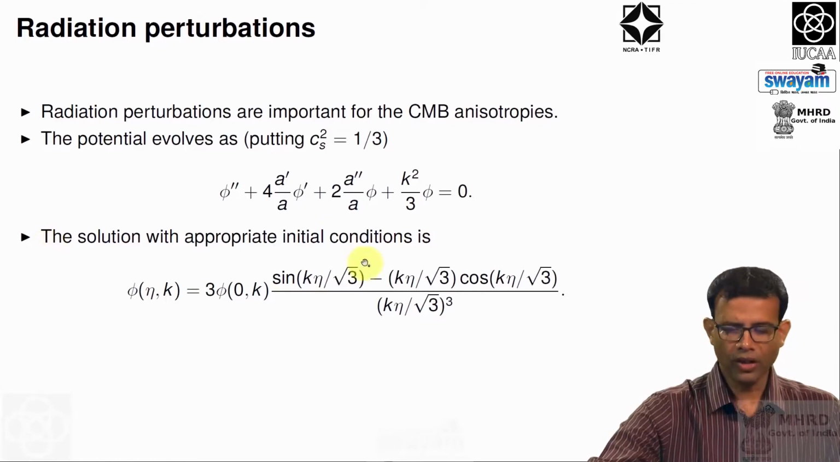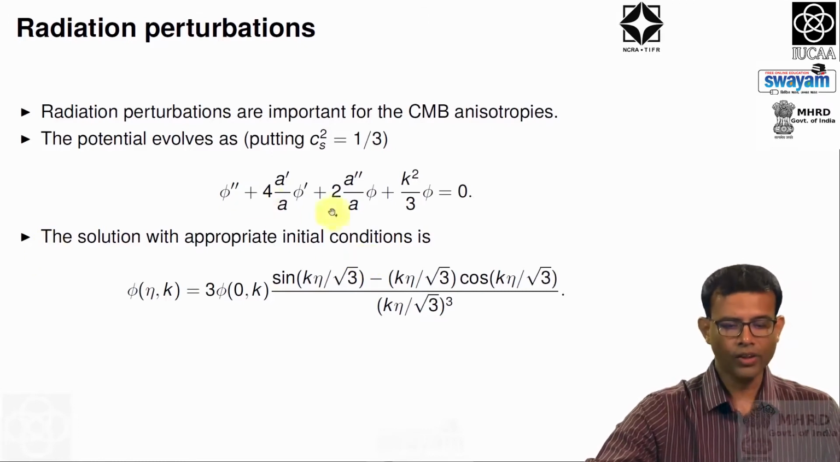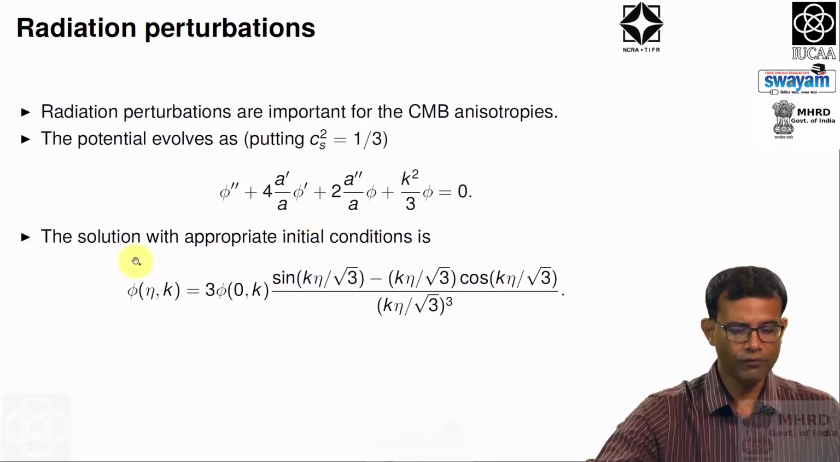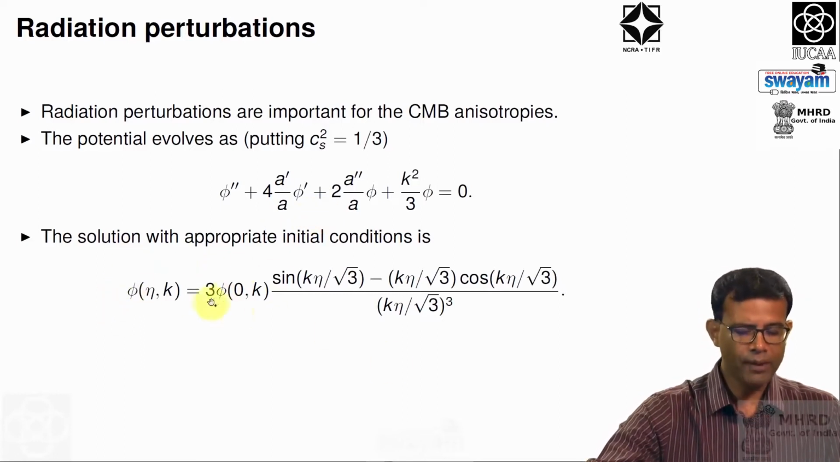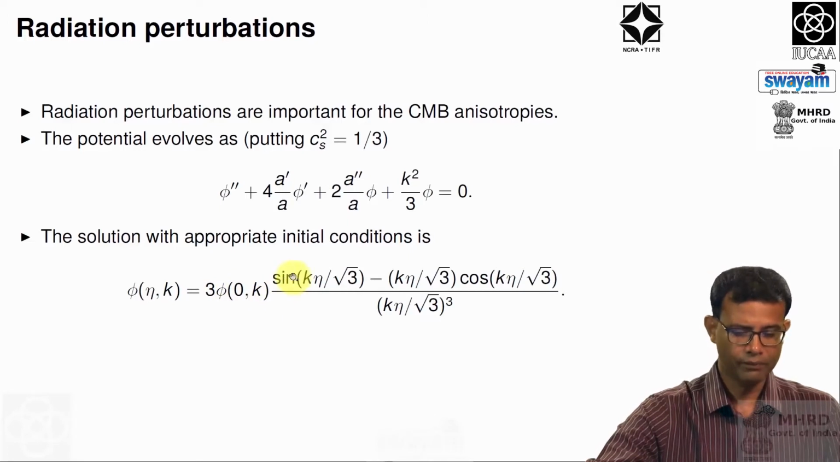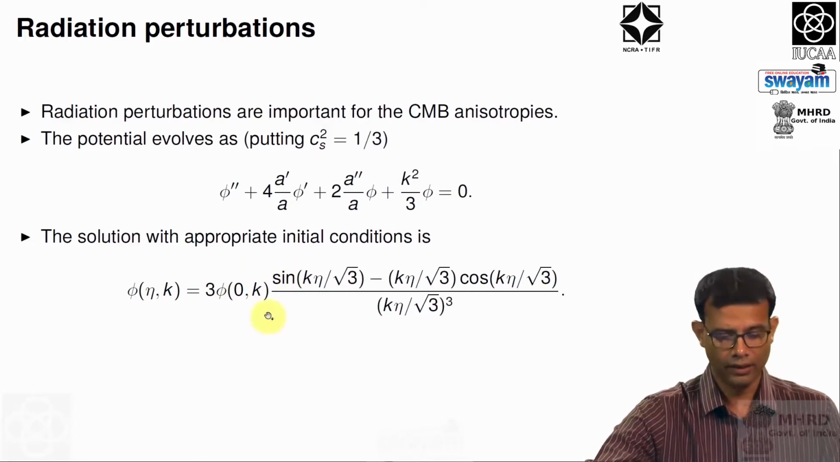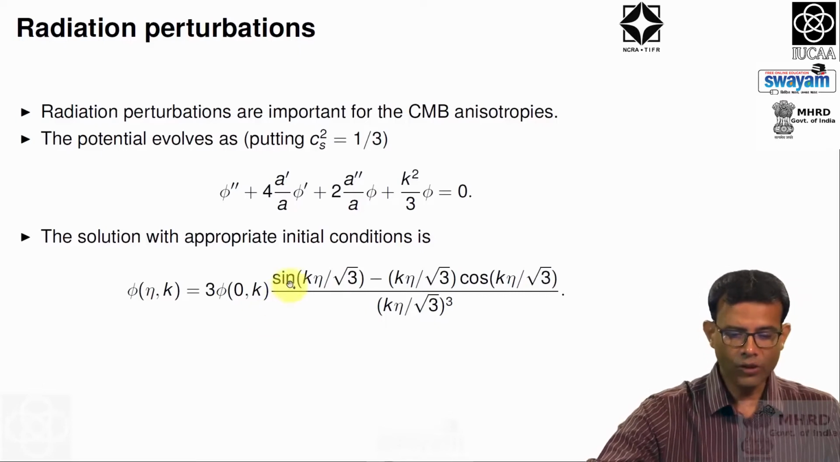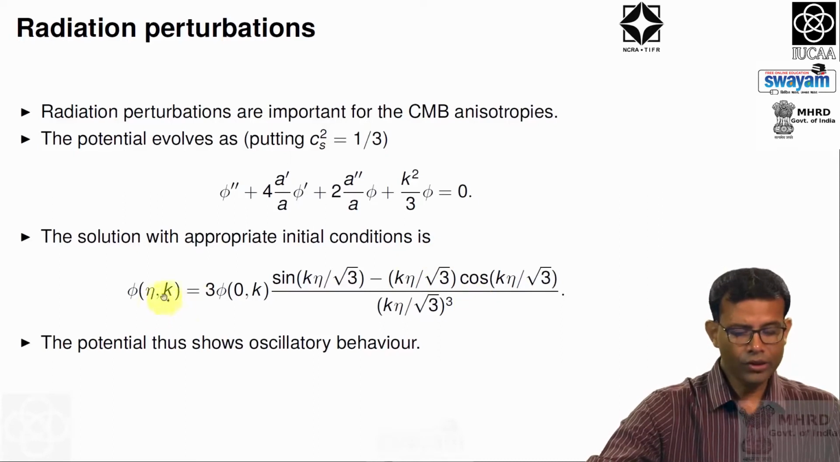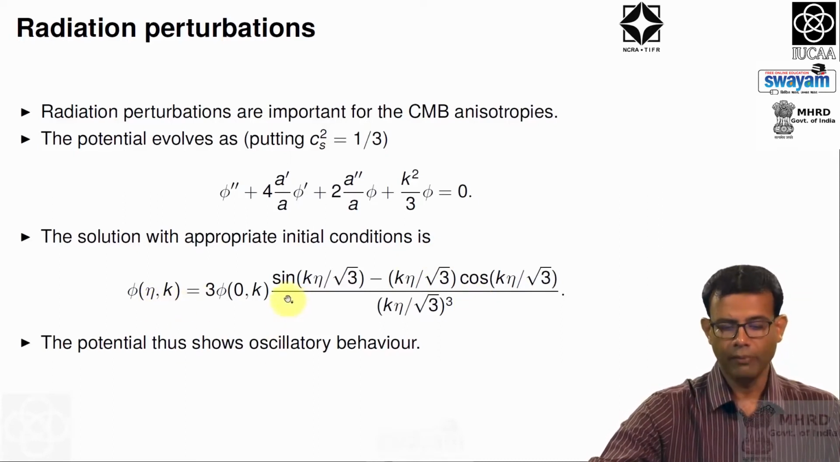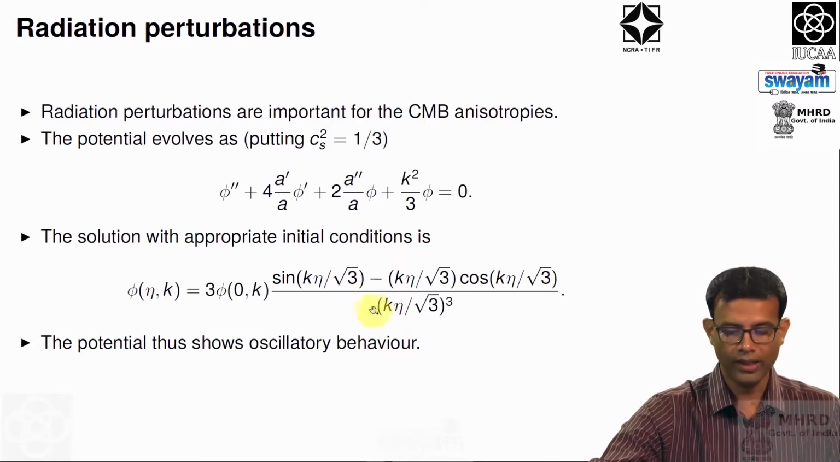With appropriate initial conditions, you can work out the solution for this equation, and the solution will look like this. Phi will be 3 times the initial value of the quantity at eta equal to say 0, and then you have terms like sine and then negative of some factor times cos. Thus, the evolution of the potential shows oscillatory behavior. The sine and cos will oscillate, but their amplitudes will keep on decreasing because of this factor sitting here.